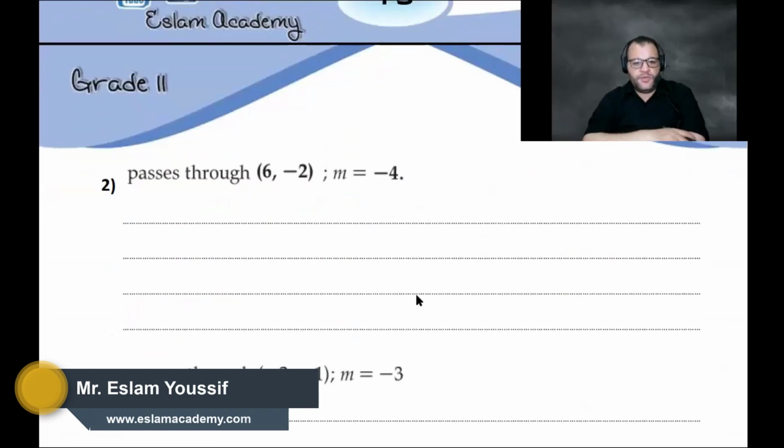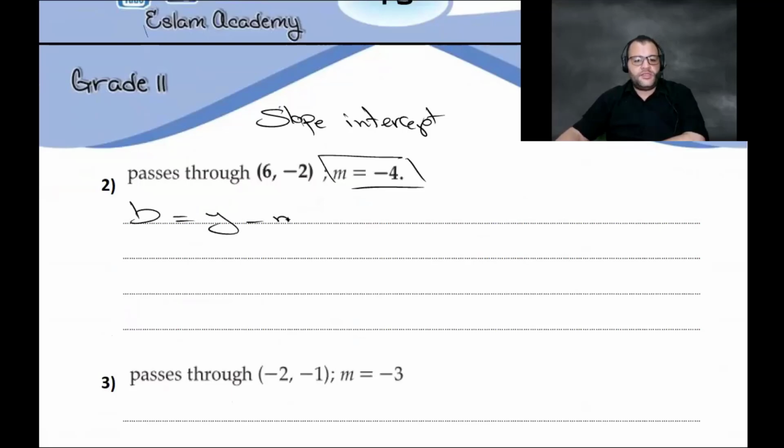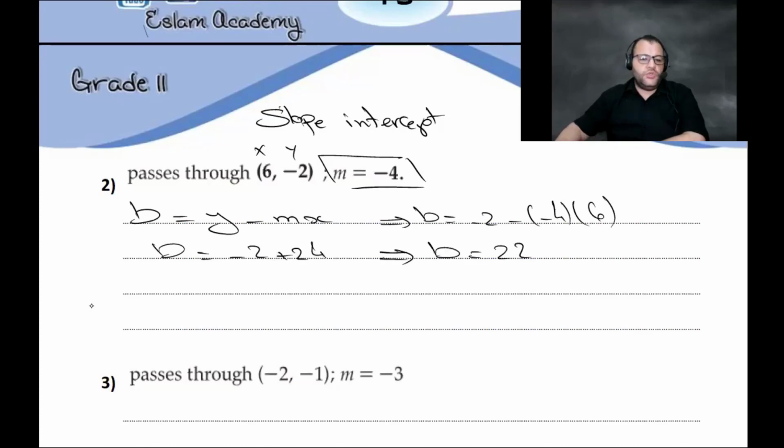Now we need to write the equation of a line which passes through the point 6 and -2 with a slope equal to -4 in slope-intercept form. We know that m equals -4. We need to find b. b equals y minus mx. That's x and that's y, so -2 minus -4 times 6 equals -24. Negative of -24 is plus 24, then b equals 22. So the equation now will be y equals -4x plus 22.